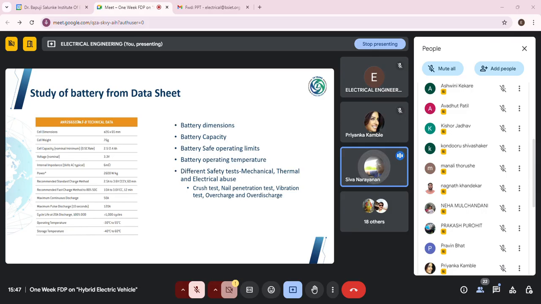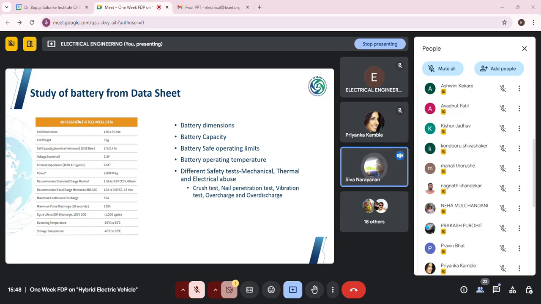Here they will tell what the crush test is: if our vehicle gets into an accident, how much force can be applied on our battery. Nail penetration is because sometimes some object may fall on our vehicle. Sometimes water may fall on our battery. Sometimes our vehicle's battery may get vibrated.